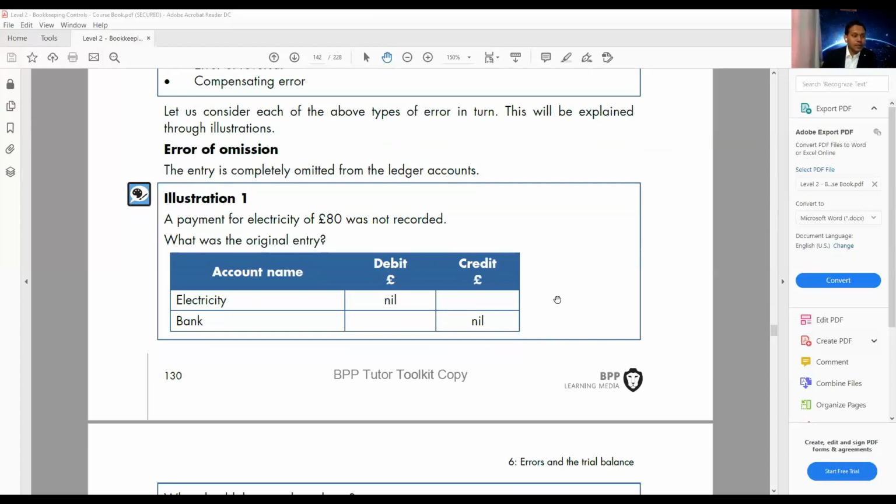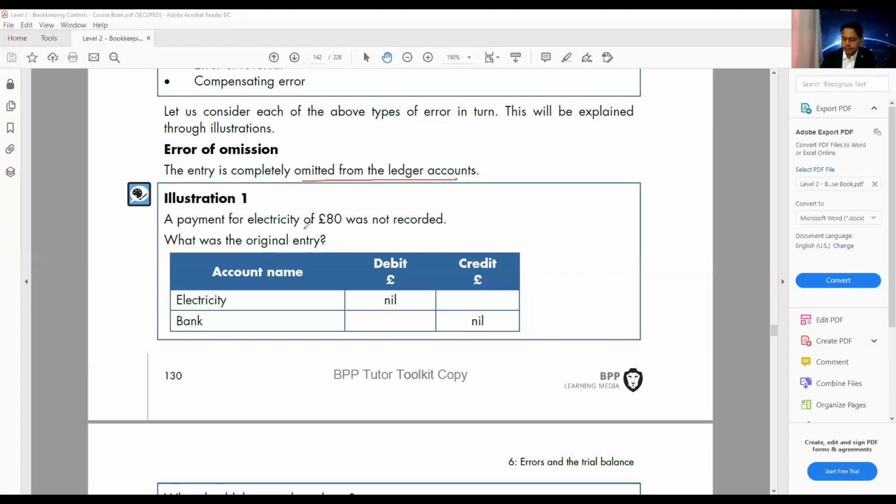Okay, the first example we're seeing here is error of omission. The entry is completely omitted from the ledger account. So there is an entry that you completely forgot. If this has happened, then your system or your accounting record doesn't know you forgot something. So your trial balance will still be balanced. Have a look at that. Illustration number 1. A payment for electricity of £80 was not recorded. So there is an electricity bill payment of £80 and you completely forgot to record that.